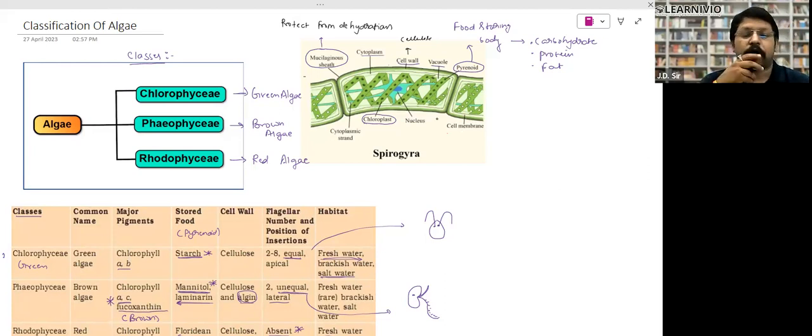So that is also an example of algae. Here you cannot differentiate a root, stem, or leaf-like structure. Nothing is present over there. Again, the algae is classified into three classes. First, Chlorophyceae. Second, Phaeophyceae. Third, Rhodophyceae. Chlorophyceae is known as the green algae. Phaeophyceae is known as the brown algae. And Rhodophyceae is known as the red algae. So it has been divided into three categories: green algae, brown algae, and red algae. Clear?